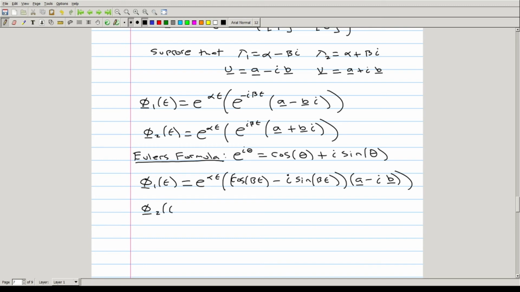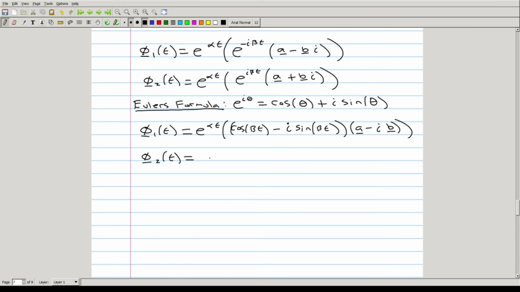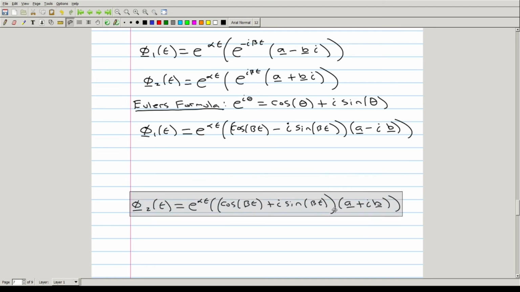And for phi2 of t, we have e to the alpha t times cosine of beta t plus i times sine of beta t, times a plus b times i. Now let's go through and see what both of these simplify to.